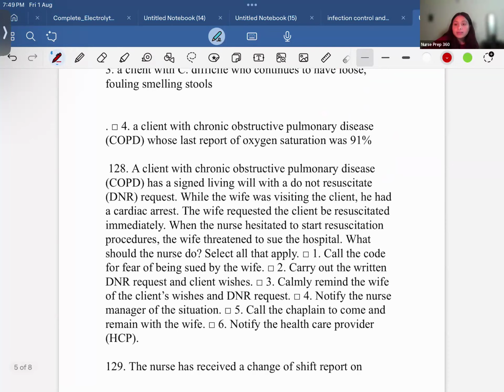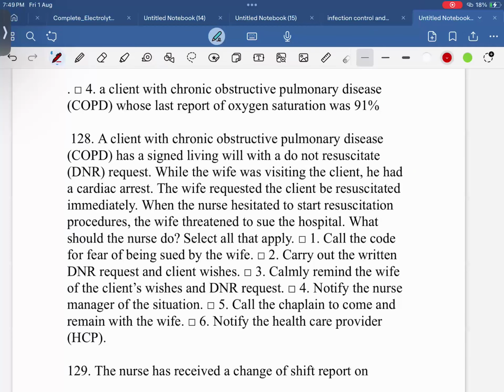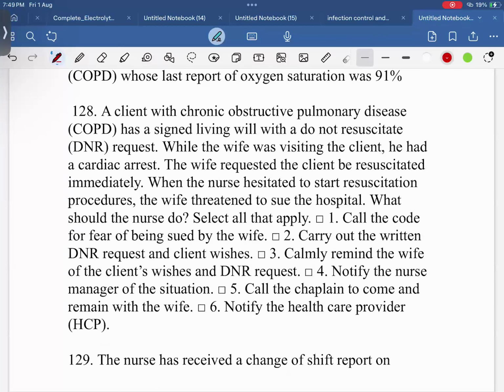Can anyone read this question for me? A client with chronic obstructive pulmonary disease, that is COPD, has signed a do not resuscitate, like DNR request, while a wife was visiting the clinic.